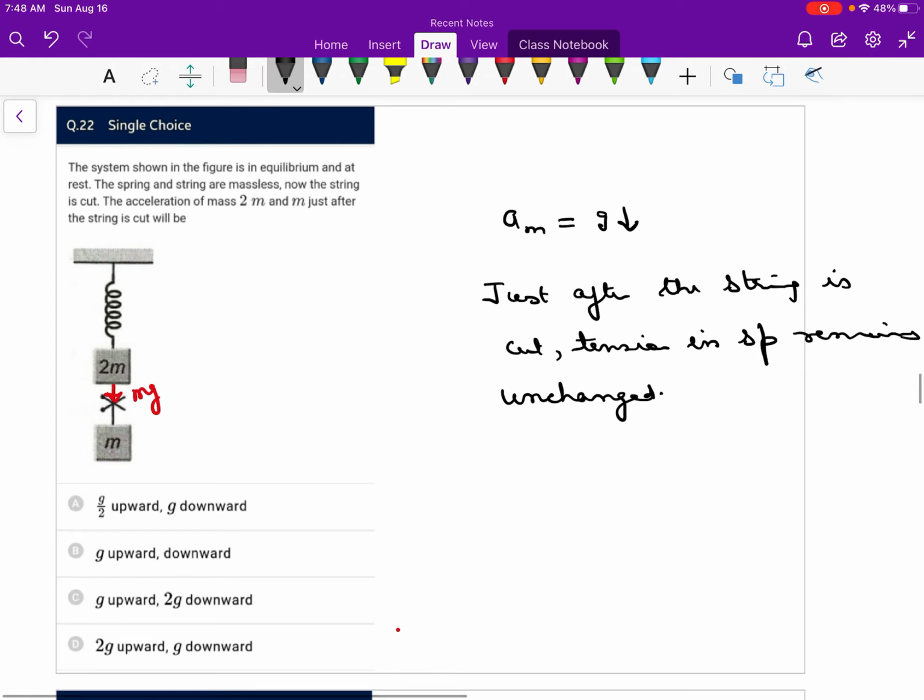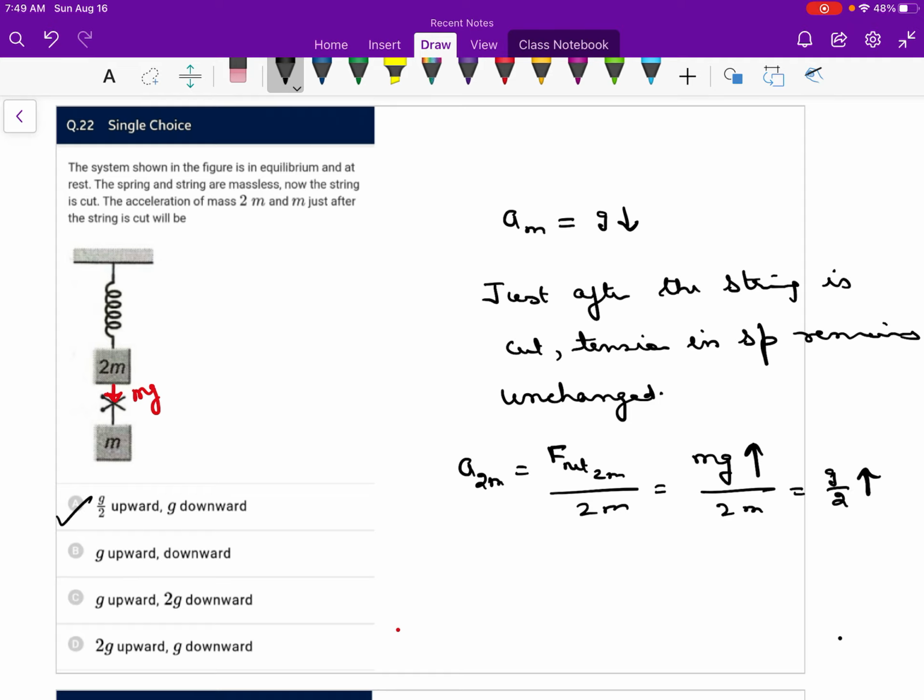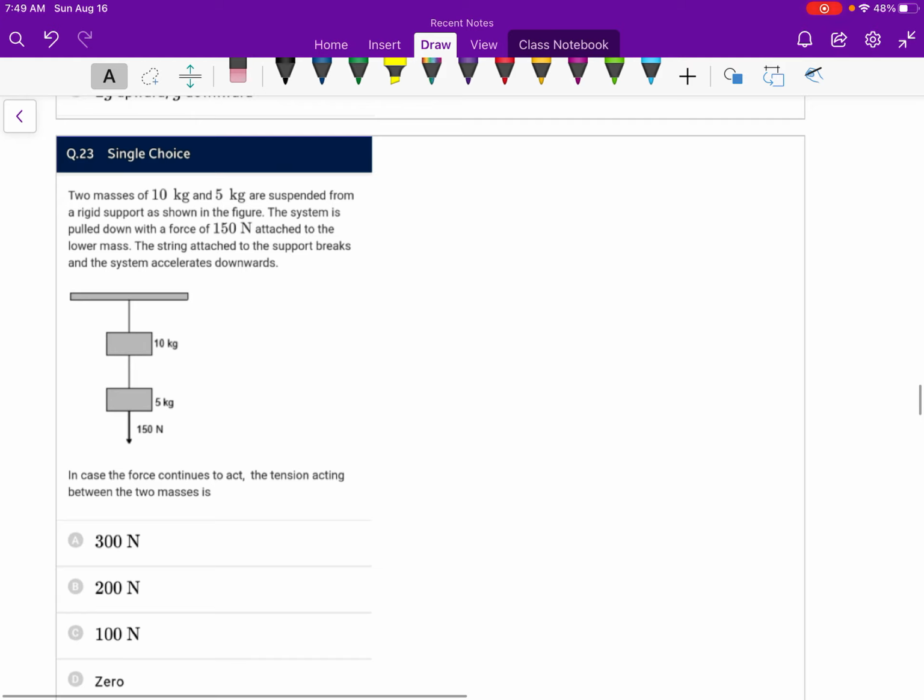up. So acceleration of 2m is net force on 2m upon 2m, so that is mg up upon 2m. See, 2m was in equilibrium, and when the mg downward force is removed, the net force on it becomes mg up. So the acceleration is g by 2 up. So g by 2 upward and g downwards, for 2m and m. So A is the correct option.